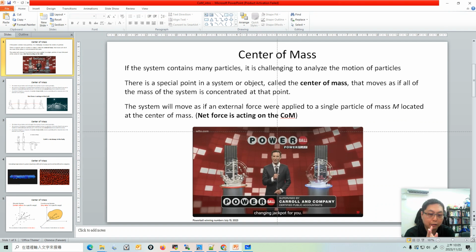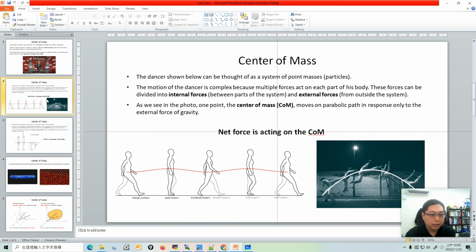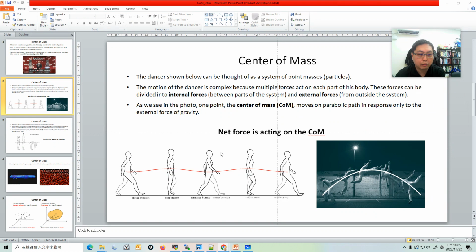The center of mass can reduce the complexity of the system of particles. We just treat the whole system as just one point. At this point, the mass is equal to the total mass of the system, and the net force is acting on the center of mass. And the next slide, that's what I want to say: the center of mass can reduce the complexity of the system.